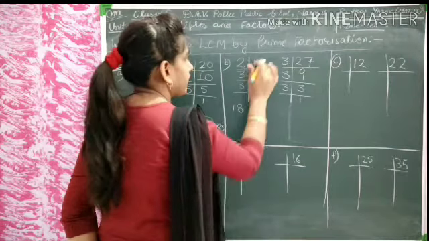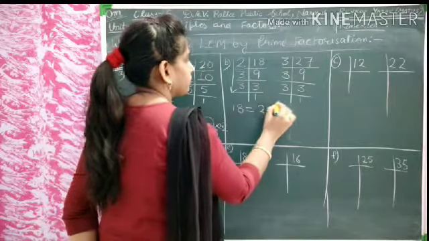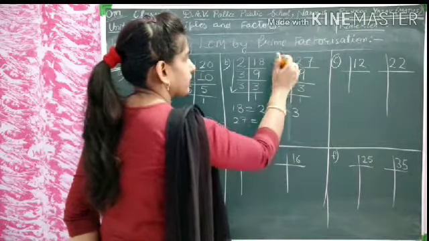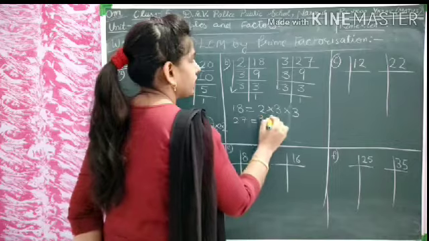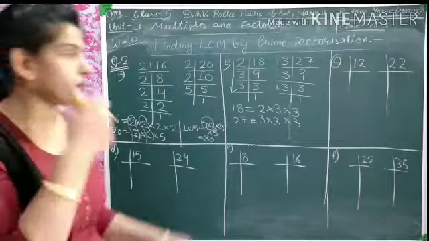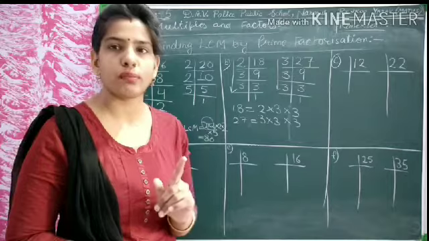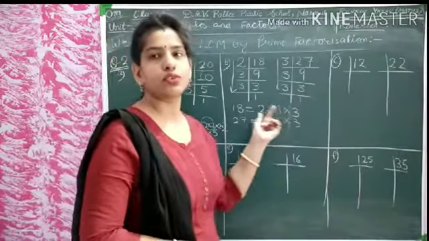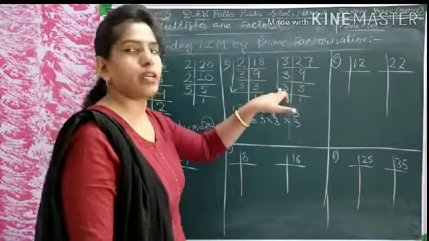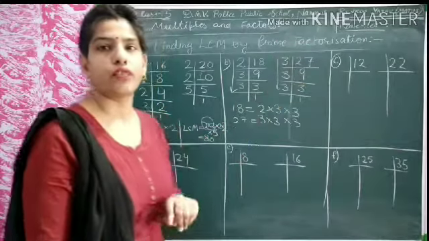Now we will find the LCM of 18 and 27. First write down the prime factorization of 18 as 2 into 3 into 3. And the next number is 27. The prime factorization of 27 is 3 into 3 into 3. These are the prime factors here. We can also write 18 as 2 times 9, but 9 is not a prime factor, so we write it as 2 into 3 into 3. This is the way of finding the prime factorization of any number.